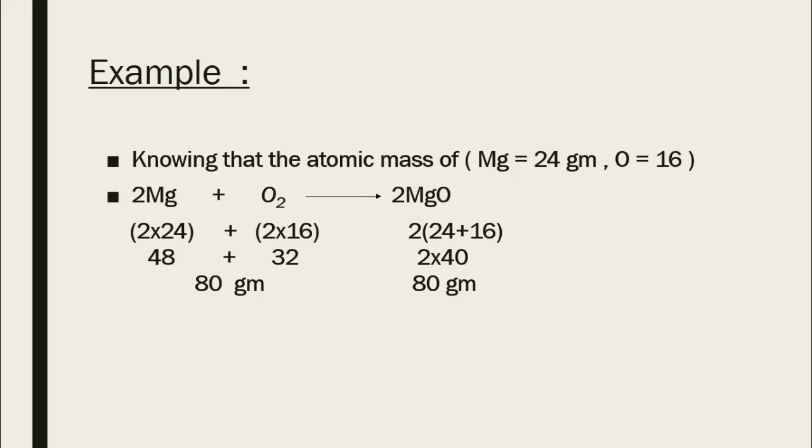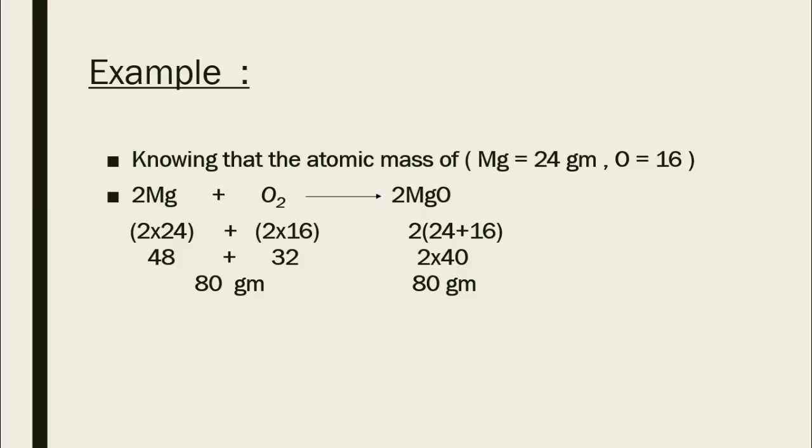knowing that the atomic mass of magnesium equals 24 grams and the atomic mass of oxygen equals 16 grams, I have here a balanced chemical equation: 2Mg plus O2 equals 2MgO. 2 atoms of magnesium plus 2 atoms of oxygen, or 1 molecule of oxygen, produces 2 molecules of magnesium oxide.